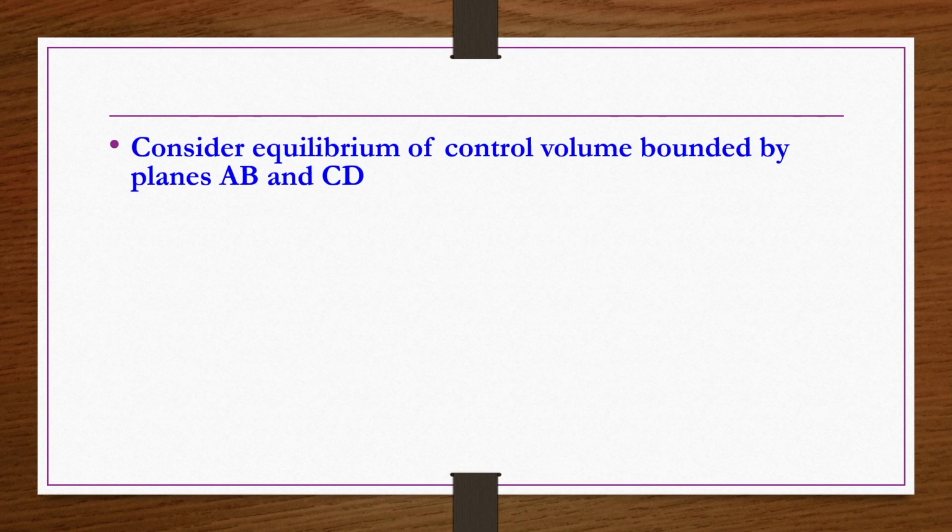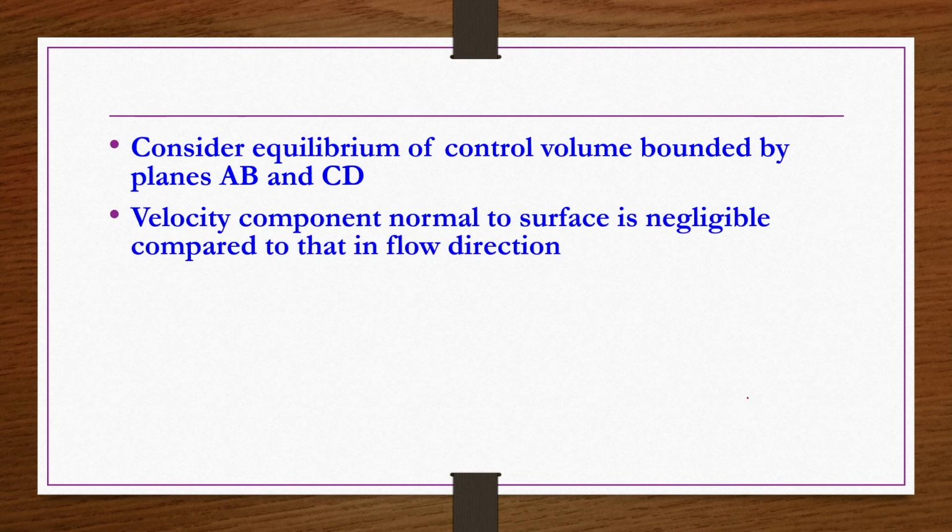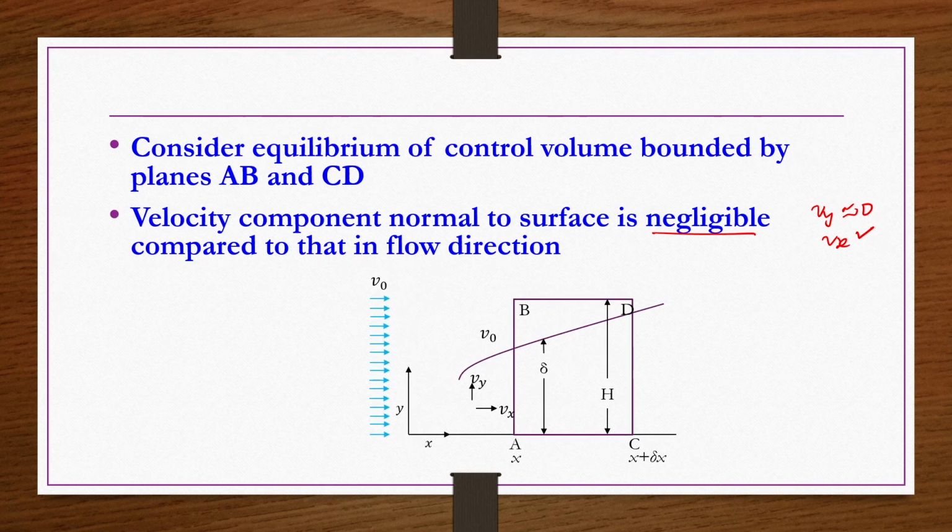So, now we are considering equilibrium of control volume ABCD. The velocity component normal to the surface is negligible, that is Vy is approximately 0, very small compared to Vx; only Vx is there. ABCD is the control volume, with designations given. Flow direction is the x direction, and the vertical direction is the y direction. In the z direction, the width of the plate is W.